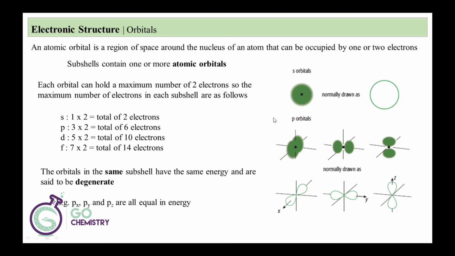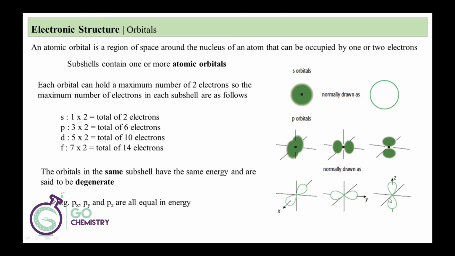Okay? As you can see here in the image, the s orbitals and the p orbitals are represented in this figure. So the s orbital has a spherical shape, and it's normally drawn as a simple circle. And for the p orbitals, they have a shape of, let's say, a dumbbell, and they are normally drawn as what you can see here. And we can distinguish three p orbitals.